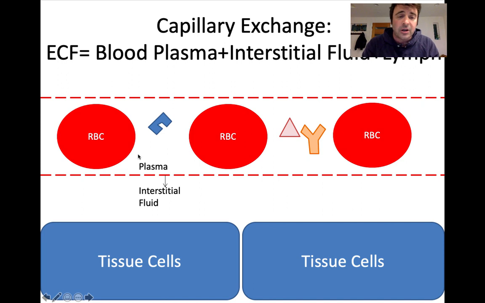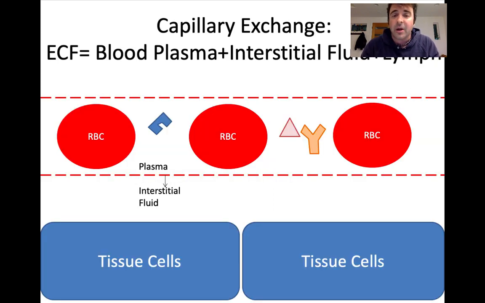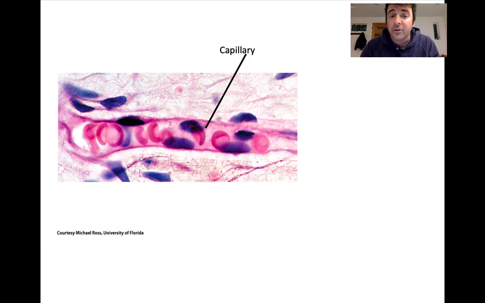So oxygen, nutrients, chemical signaling molecules are going to the tissue cells. Things like metabolic waste, carbon dioxide are moving in the opposite direction from the interstitial fluid, and some of that interstitial fluid will be reabsorbed. The movement of interstitial fluid back into the blood vessel where it becomes part of the blood plasma again is called reabsorption. Any of that fluid that's left over gets drained by the lymphatic system where it forms a third type of extracellular fluid that we call lymph.